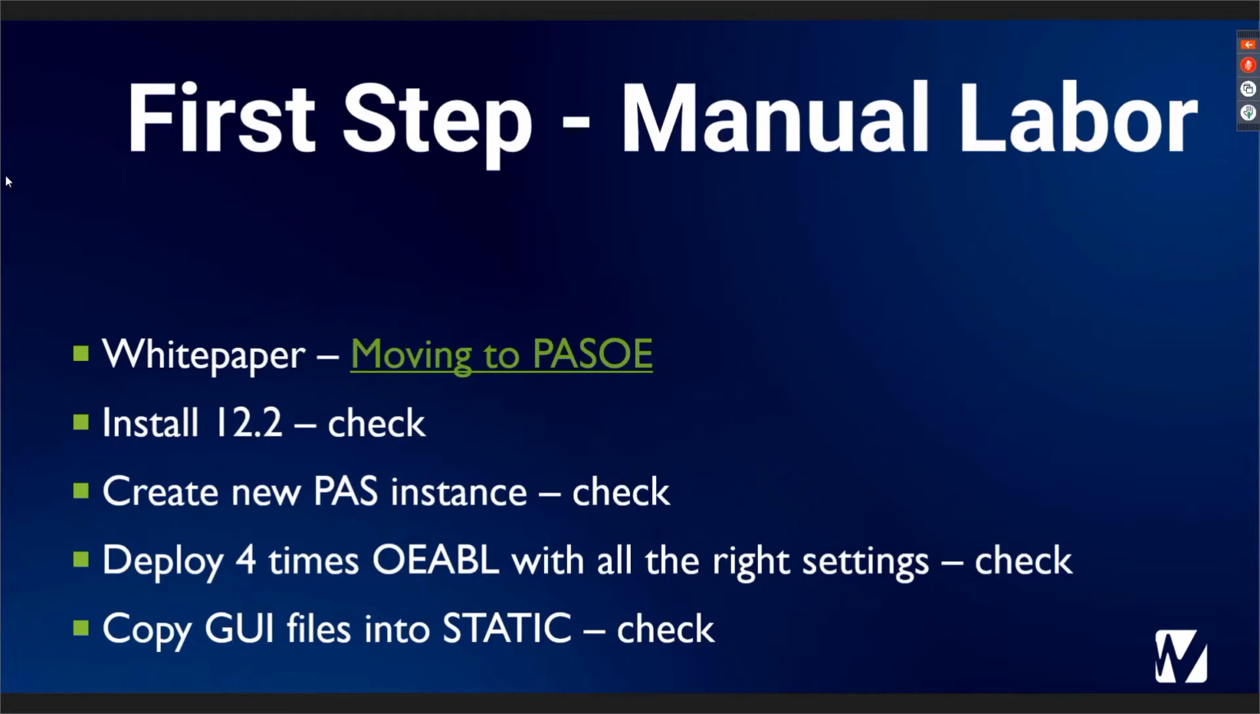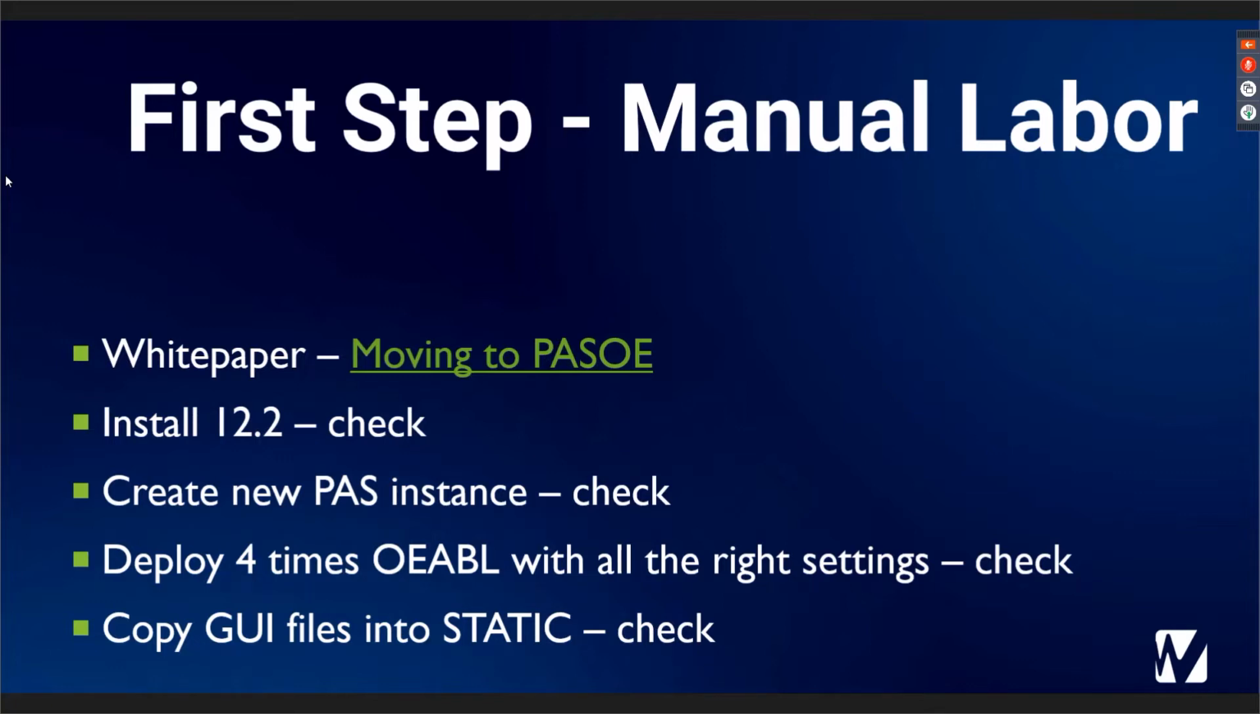So this was all done for 11.7.5. First thing that I did was to check for some information about moving to PASOE. So I found the white paper. There you have a link, actually that one is the link for that white paper that you can find on the Progress side, and it's about the migration. I read it, not that well, but I did. So this step was done.